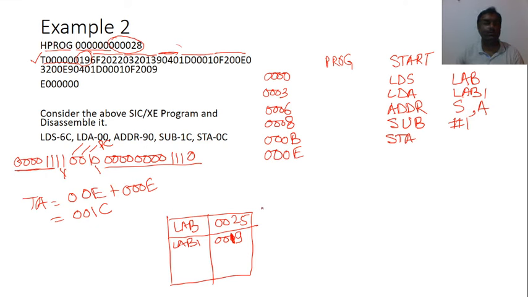Now that means there is a label at address 001C. I am just taking the name of that label as lab2 at address 001C. So it will be lab2. Now I have to consider the next instruction or next object code, that is 03200E.